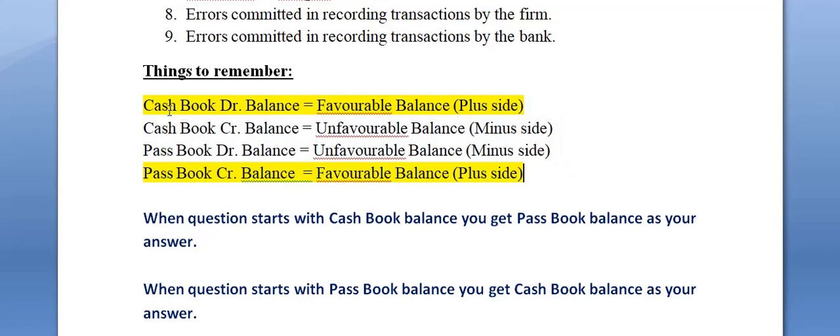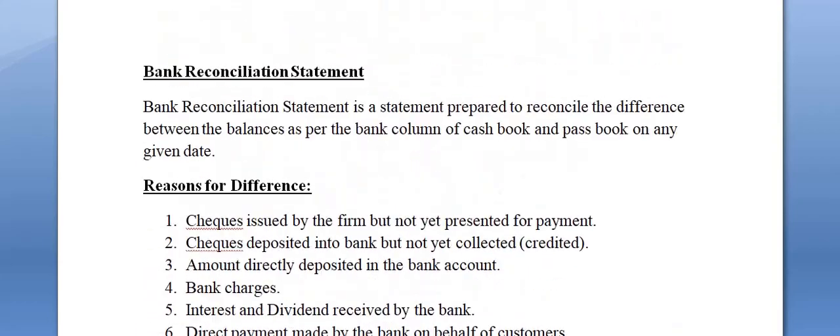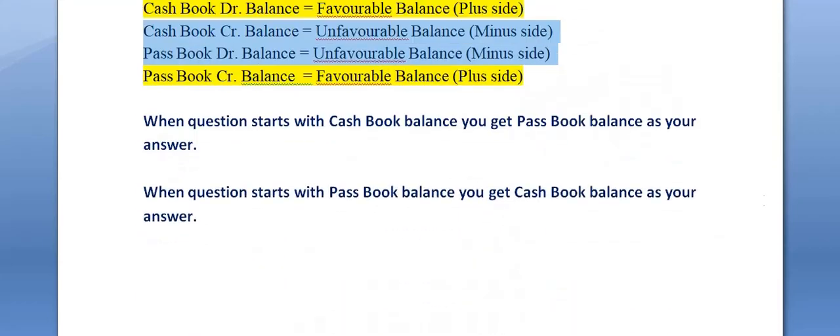As you can see here, I have highlighted this in yellow color. Cash book debit balance equals favorable balance. Passbook credit balance equals favorable balance. But the unfavorable balance is this: cash book credit and passbook debit. I hope you understood this small theory video. Now we can start with the numerical questions.